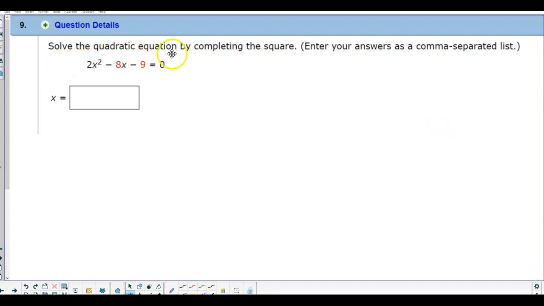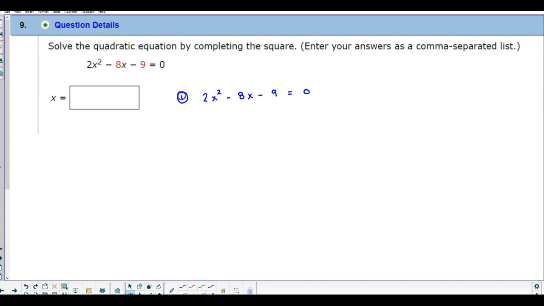Question number 9. Solve the quadratic equation by completing the square. So we have our equation 2x squared minus 8x minus 9, which is equal to 0.